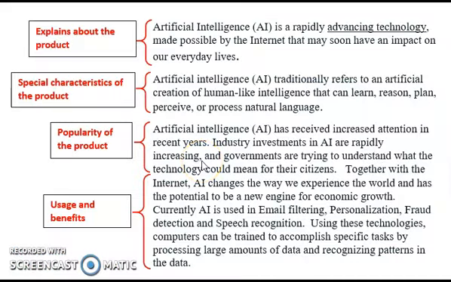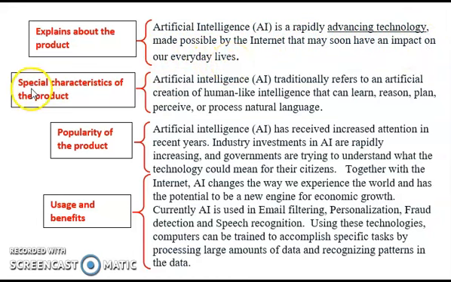Let's have an example of the extended definition of artificial intelligence, that is AI technology. In the first sentence, I was explaining what the product is about. There is discussion of artificial intelligence. Artificial intelligence is a rapidly advancing technology. I underlined it to showcase what it is about, made possible by the internet, that may soon have an impact on our everyday lives.